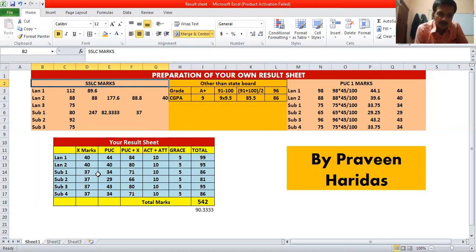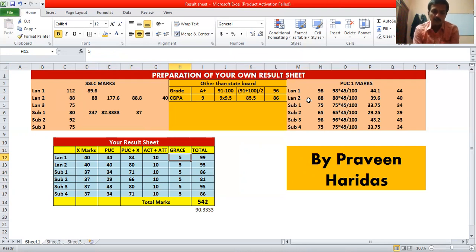So you can see 40, 40, 37, 37, 37, and PUC also we have entered here. How did we calculate PUC? Take all the marks, like 2 languages and 4 subject marks, and convert each mark into 45 by 100, and then round them off, and then they should be here in your result sheet. And then 10 plus 5 marks: 10 marks will be for activity and attendance, and then grace marks, which will be given by your teachers for your attentiveness and all. So totally 15 marks will be awarded by your college.